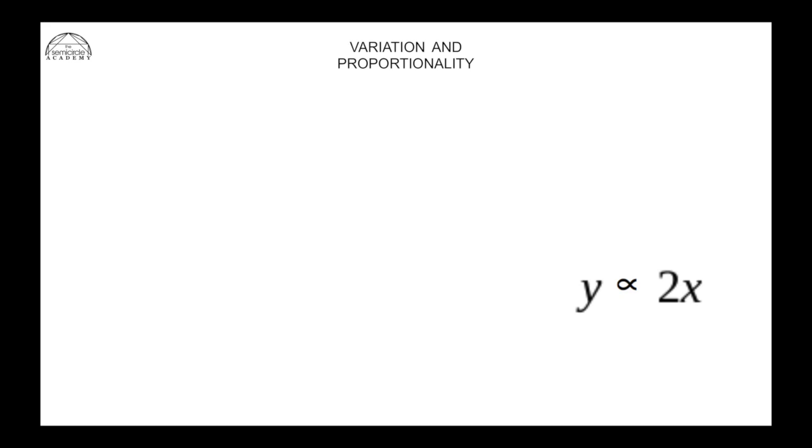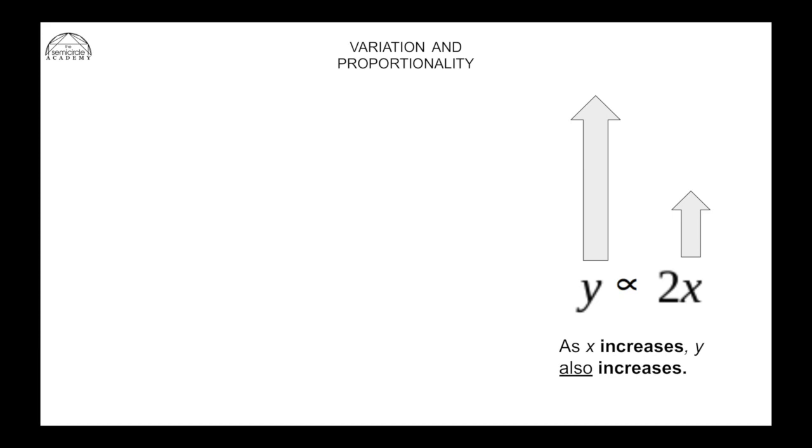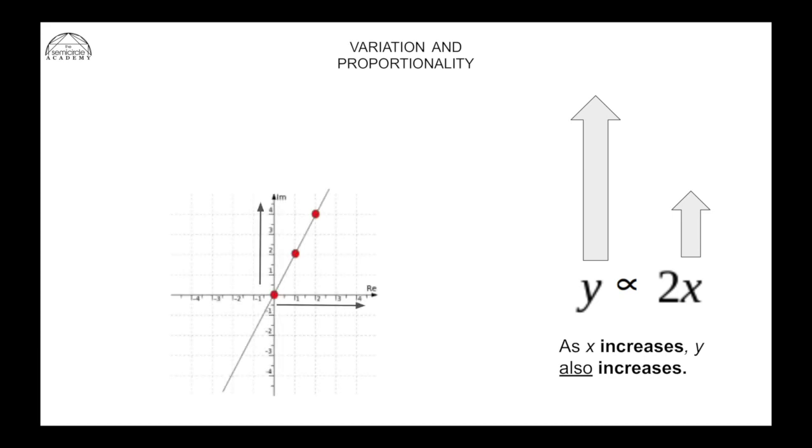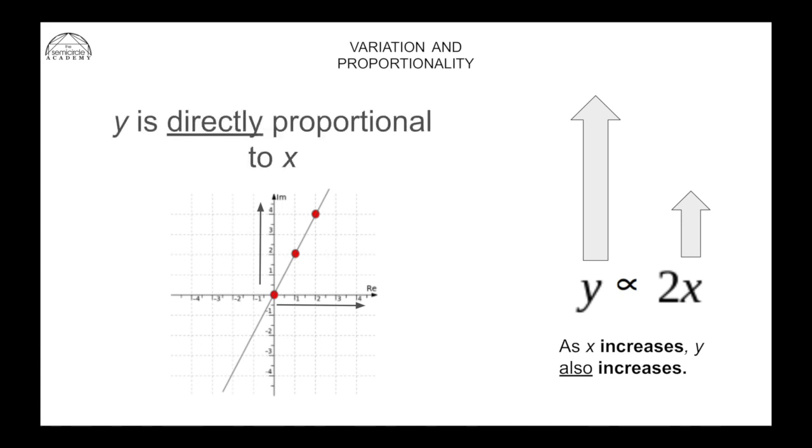So if we look at this y being proportional to 2x, we could see that as x increases, y also increases. We could even see this from the graph or from the table. So when you have both x and y increasing at the same time, we say that y is directly proportional to x. So directly proportional means that if one of them increases, the other one will increase as well.